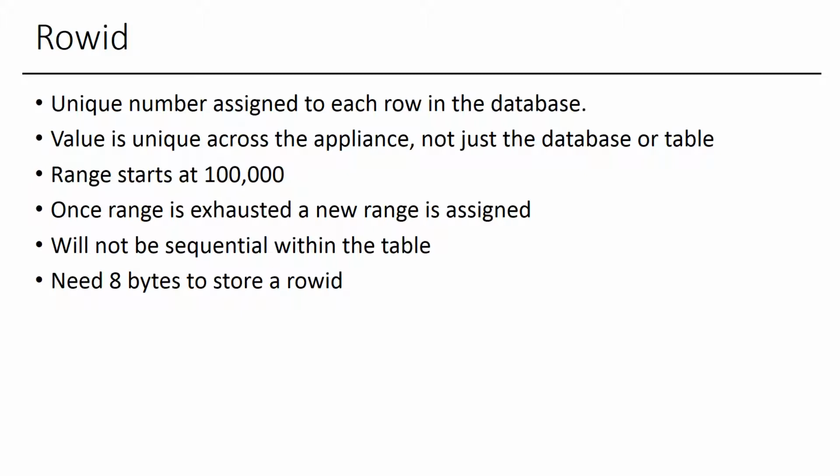The initial row ID value is 100,000. Netezza host assigns a range of sequential row IDs to each spool. When you insert a record, the system assigns row IDs. When the initial allotment of row IDs is used up, the system assigns another range. That's why row IDs cannot be sequential within a table.